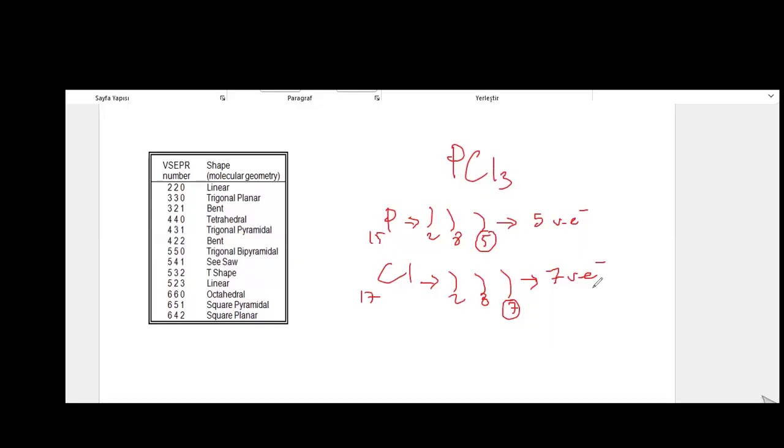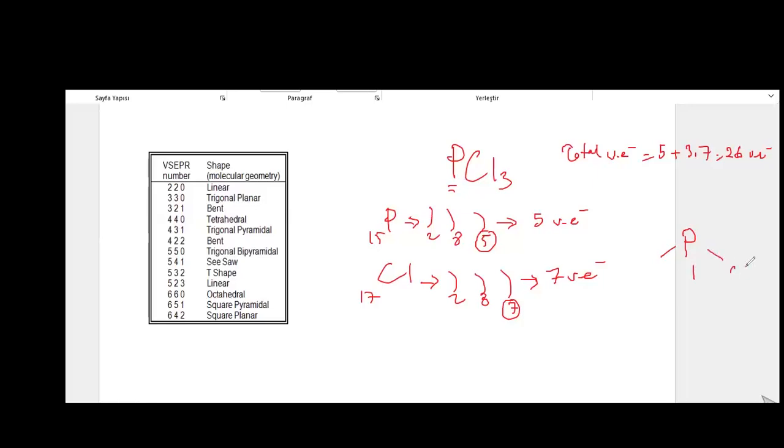So right now we are ready to find the total valence electrons. The total valence electron number is 5 plus 3 times 7. If I'm not mistaken, it is 26 valence electrons in total. Okay, so let's try to picture the Lewis dot structure of that molecule. As you see, the phosphorus atom is in the center. Let's put, just a second.